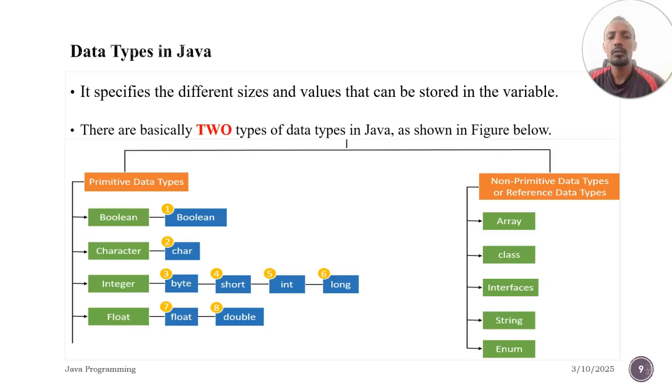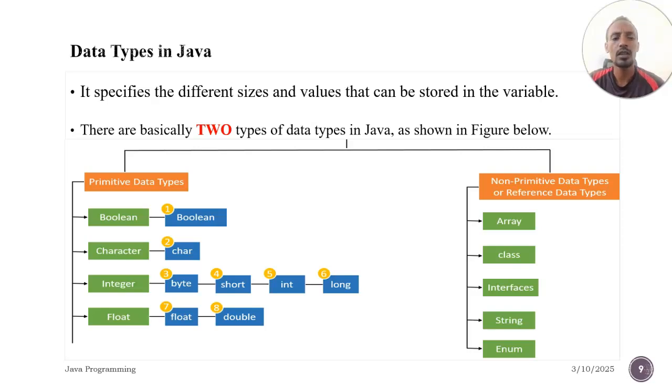The first one is primitive data types. The second one is non-primitive data types, or what we call reference data types. Primitive data types are categorized mainly into four, and each part has its own types. In total there are 8 primitive data types in Java.